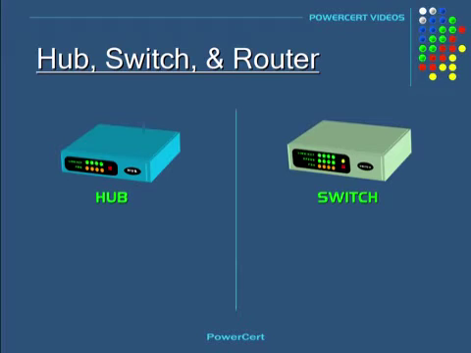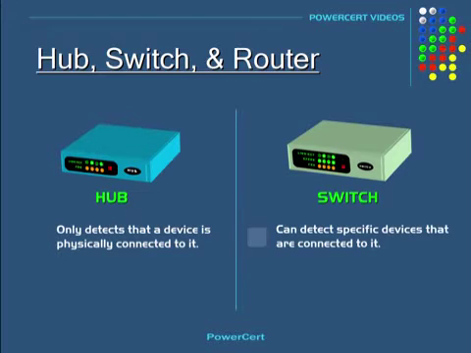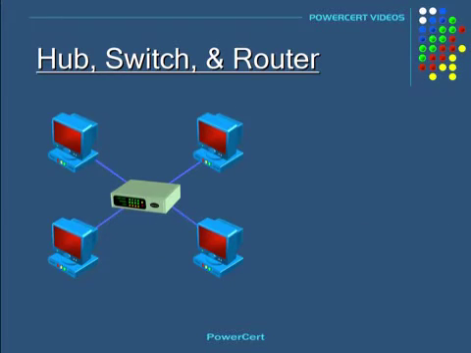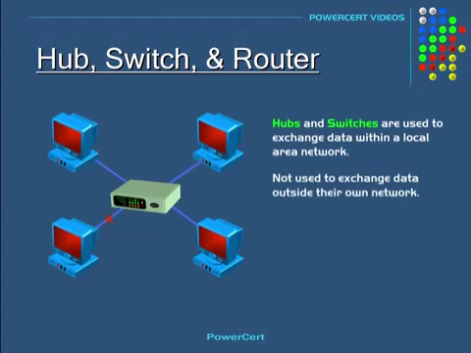As a review, a hub only detects that a device is physically connected to it, and a switch can detect specific devices that are connected to it because it keeps a record of the MAC addresses of those devices. Now hubs and switches are used to exchange data within a local area network, for example, in your home network or in a business. They are not used to exchange data outside their own network, such as out on the internet.